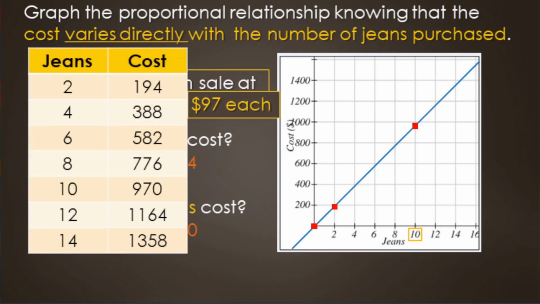And we can use any of these values up here. 4 pairs of jeans, that's 4 times 97. 6 is 6 times 97, goes there. You can use any of those points to make this graph. Again, we just want to pick simple ones to do and ones that make sense for our question. Obviously, we're not going to pick like 2,000 pairs of jeans because it's going to be way, way out there.